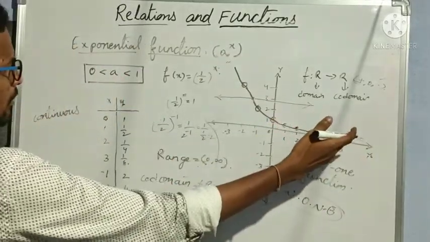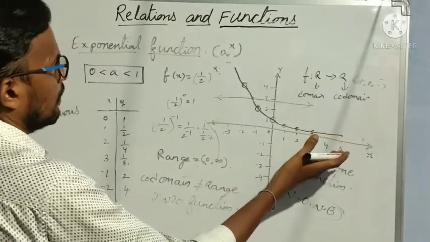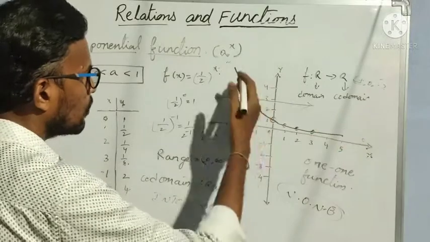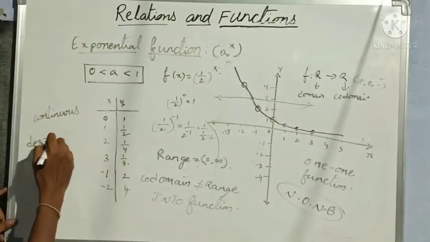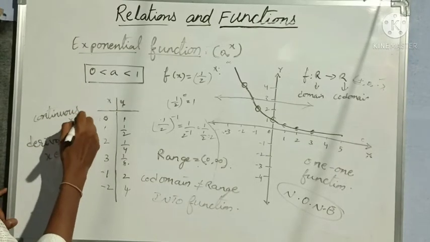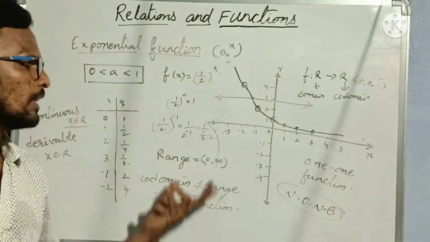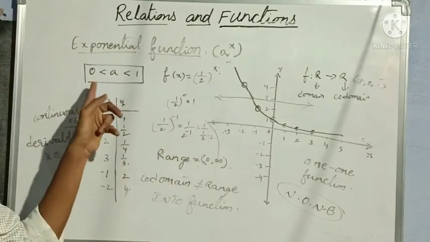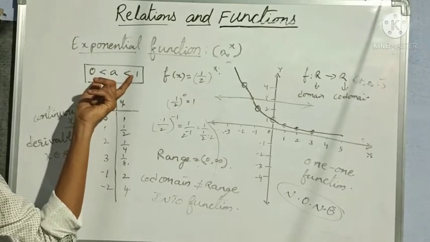Nowhere are we seeing any sharp corner here. It is a smooth curve, with no sharp corner in it. So this function is derivable everywhere, that is, derivable and continuous for every x belongs to R. This is our summary about the exponential function when the value of a is between 0 and 1.